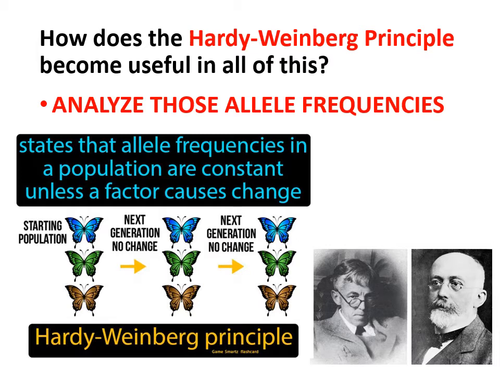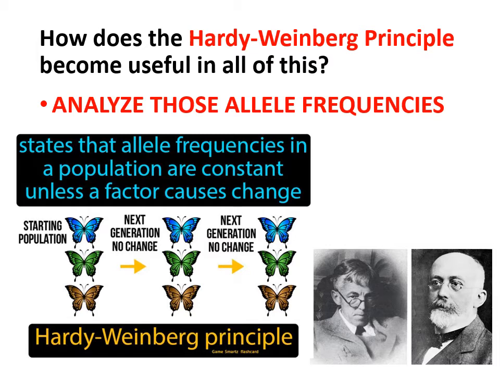So please make sure to pay close attention to this part of the lesson, and of course, every part. When we talk about Hardy-Weinberg principle, how does that come into play? What does that even mean? The Hardy-Weinberg principle states that allele frequencies in a population are constant unless a factor causes them to change. Those factors are things that we just talked about, things like genetic drift, mutation, all that other fun stuff. What's important is that the Hardy-Weinberg principle allows us to analyze the allele frequencies that we've been talking about throughout this whole lesson.